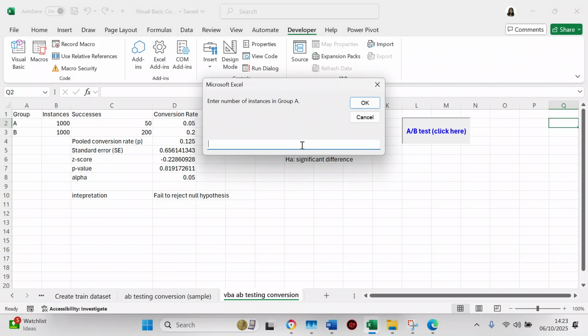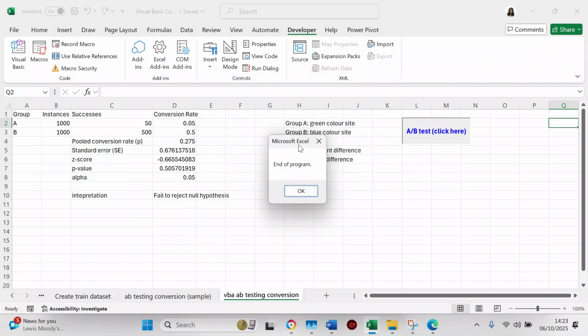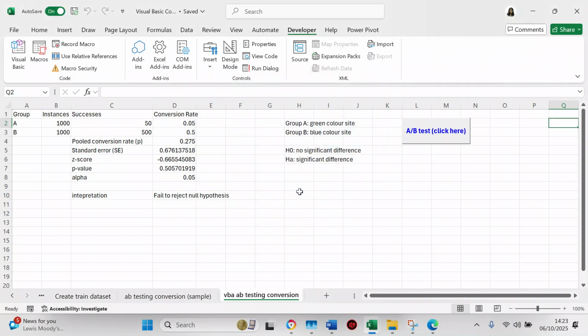So that's your green color and your blue color for group A and B. Group A, you have 1,000 instances. Group B, you have 1,000 instances. Success in group A, we're going to say 50. Success in group B, we're going to say 500. And then significance level is 0.05, that's 5%. End of program. And it still says fail to reject null hypothesis.